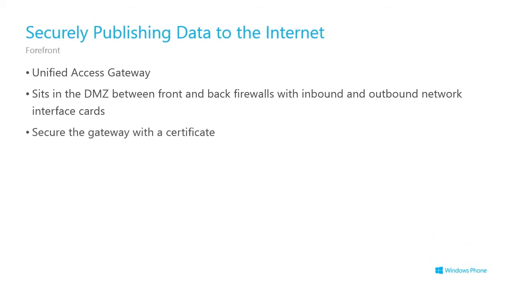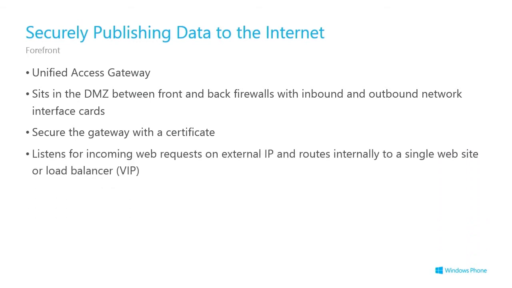Obviously, part of the whole securing at every tier, we're going to secure that gateway with a cert. And then that gateway is listening for incoming web requests from the external IP coming in from your front firewall, and it's going to route it back to either a single website, or if you have load balanced websites, to a virtual IP address that you're either using from the load balancing built into Windows Server or through maybe a hardware appliance like F5 or something from Cisco.